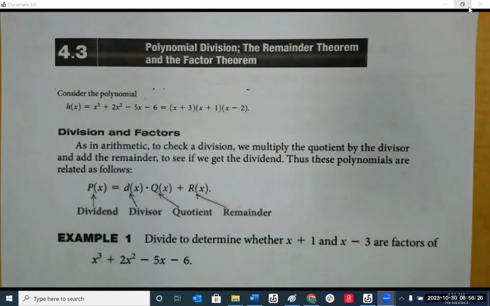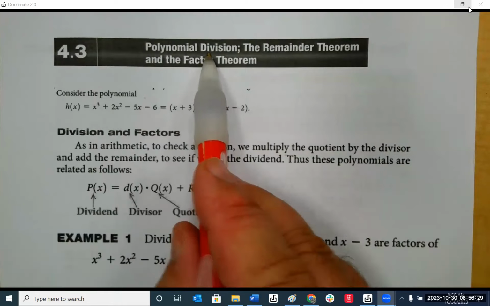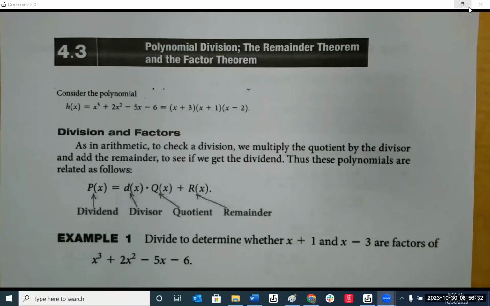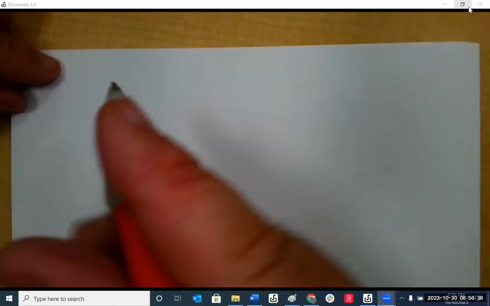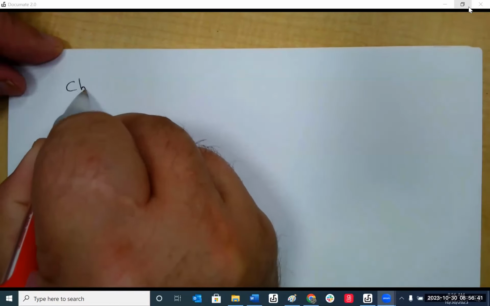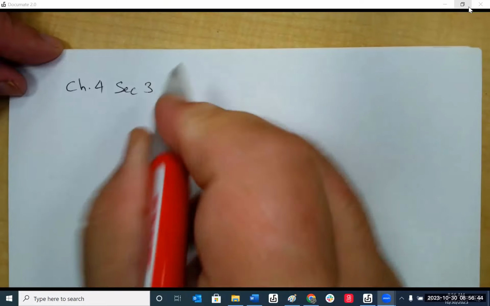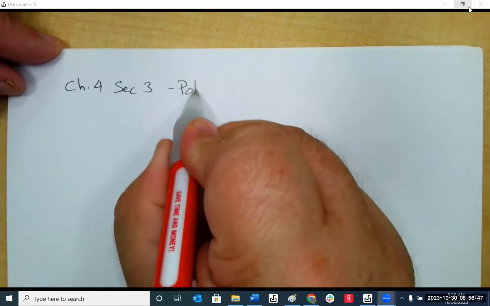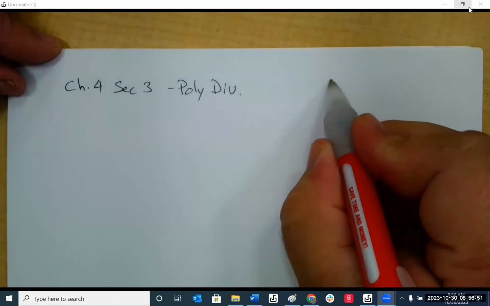Okay. So that does it for section 2. Let's look at section 3. Section 3, we're now going to deal with polynomial division, the remainder theorem, and factoring theorem. I should give you a heads up here first. Chapter 4, section 3, polydiv.